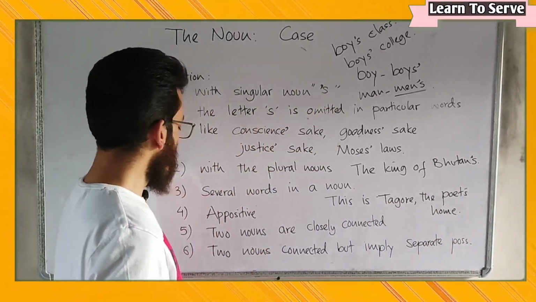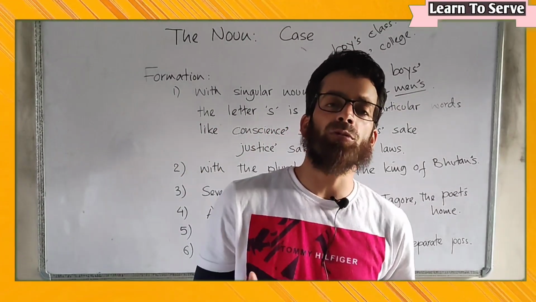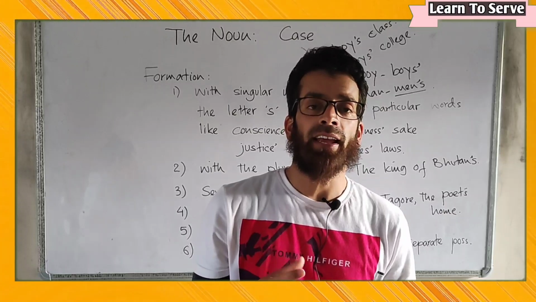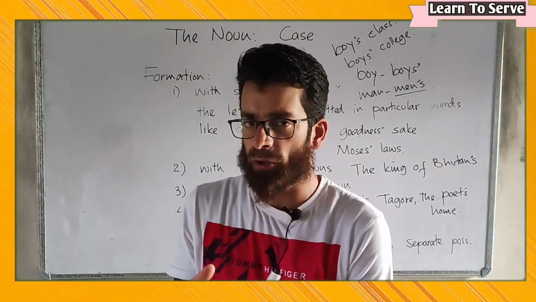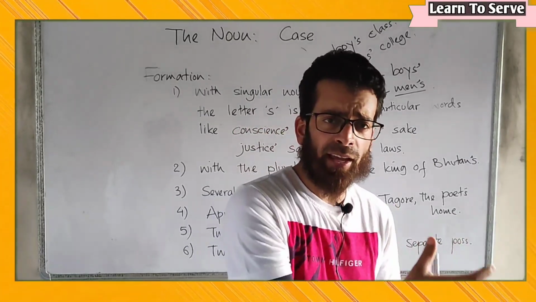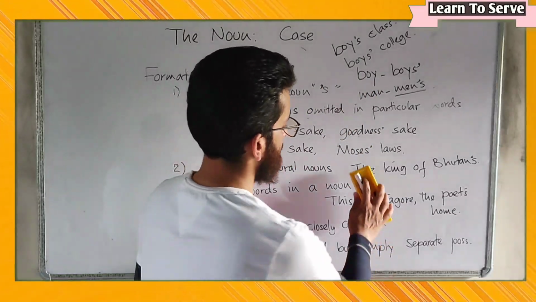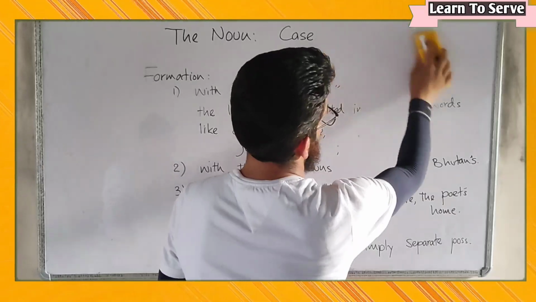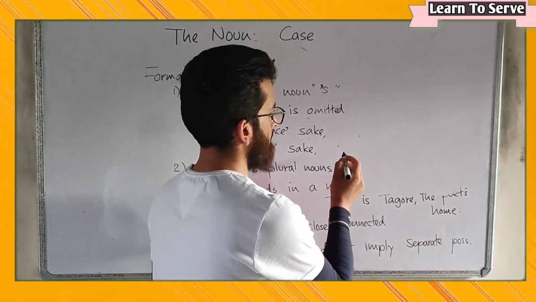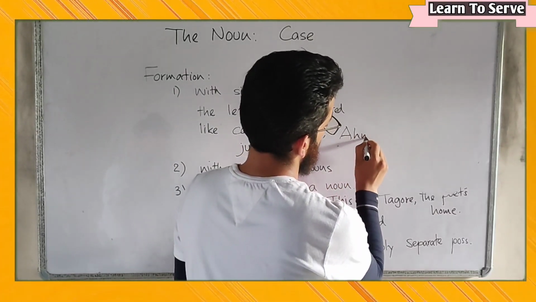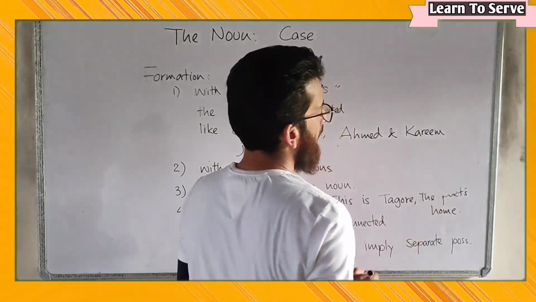Okay, so appositive. The fifth point is two nouns that are closely connected. When you have two nouns which are closely connected and something belongs to them jointly, then what you have to do, for example, we have Ahmed and Kareem.